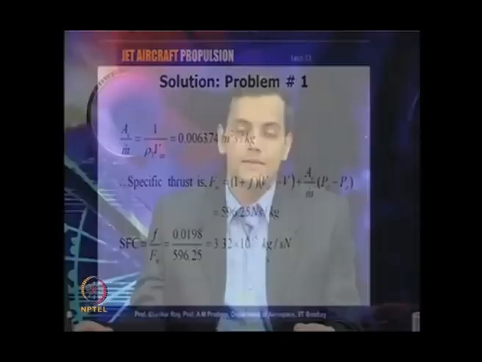So we have now completed the cycle analysis for this first problem, which was basically a simple turbojet engine without any afterburning, and given a certain amount of data, we were able to calculate the different temperatures and pressure across various components, finally leading to the nozzle exit conditions and the nozzle exhaust velocity. And so using that, we were able to calculate the specific thrust and also the specific fuel consumption.